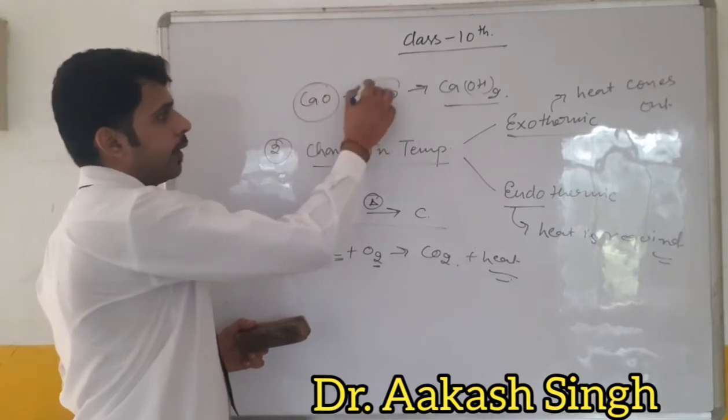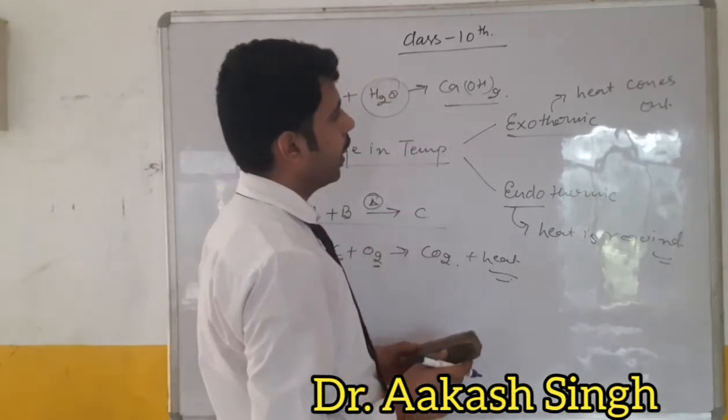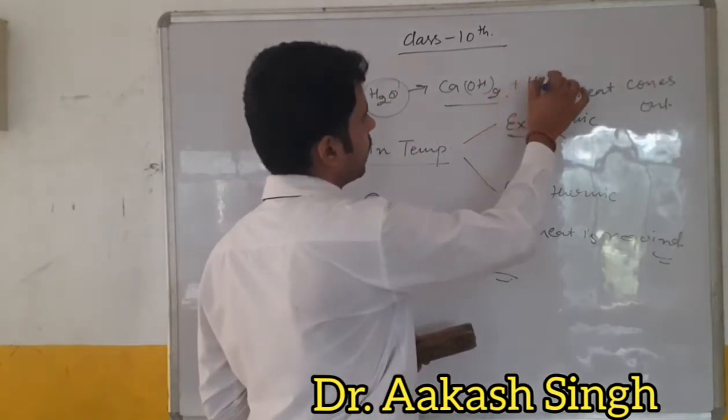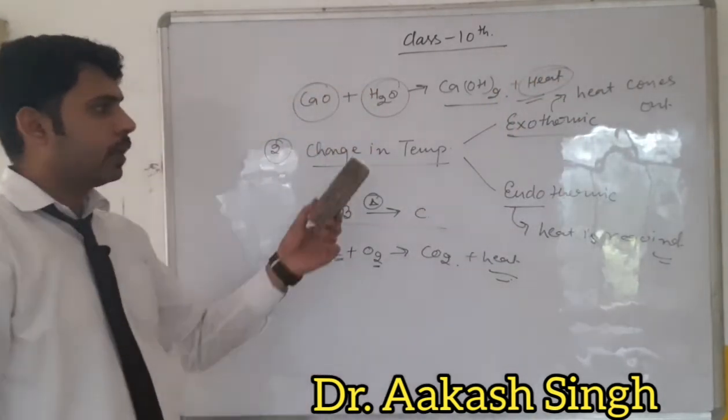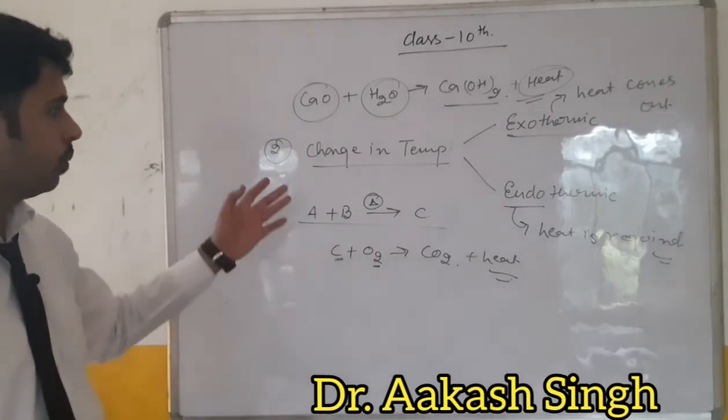Calcium oxide, when it reacts with water, gives calcium hydroxide plus heat. This reaction is highly exothermic because a large amount of heat is evolved from the reaction.